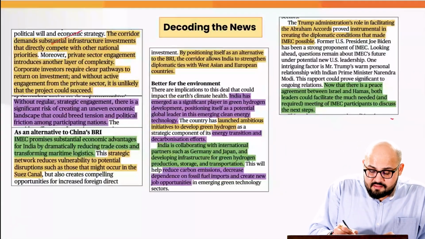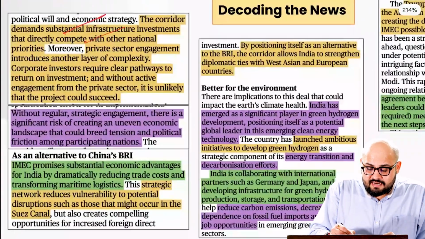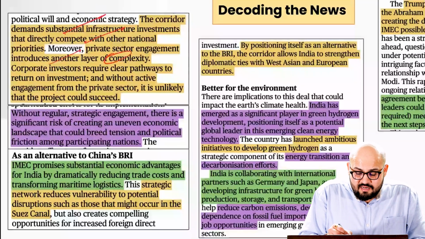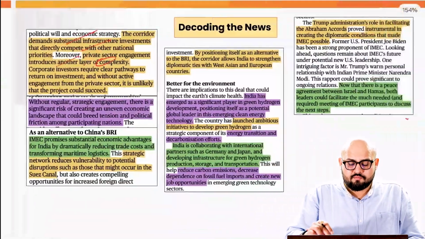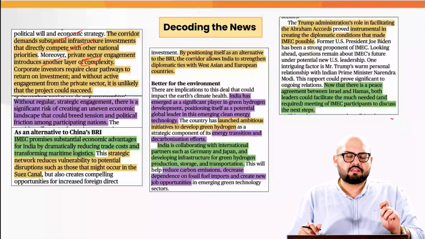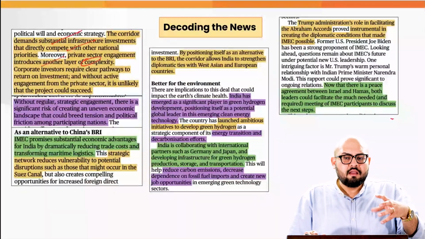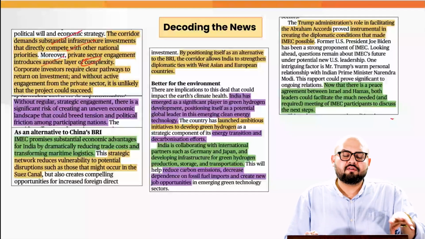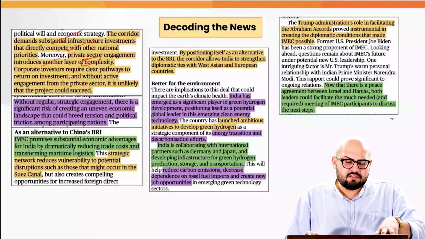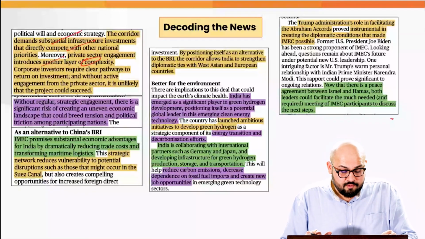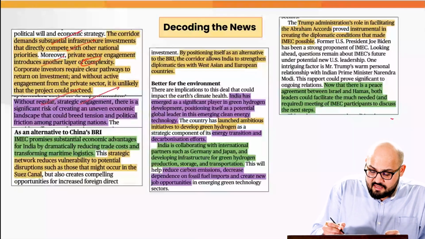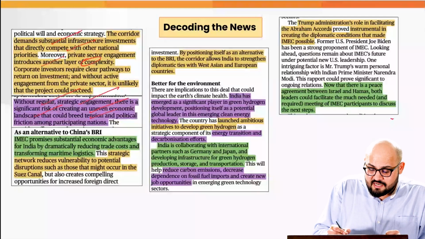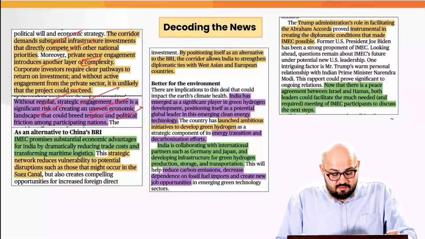The corridor demands substantial infrastructure investments that directly compete with other national priorities. Private sector engagement introduces another level of complexity. Now, these are the issues which are deeper with respect to what the project is facing. But again, what the authors are trying to say is that there has to be proper investment in different aspects, be it infrastructure, be it renewable energy, and even the private sector should come on board. Without regular strategic engagement, there is a significant risk of creating an uneven economic landscape that could breed tension and political friction among the participating countries.